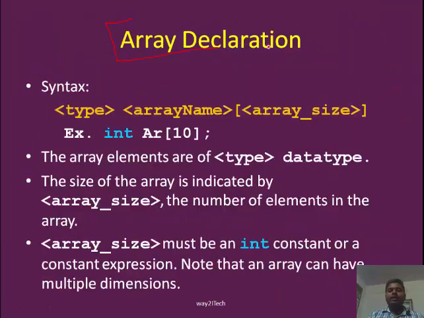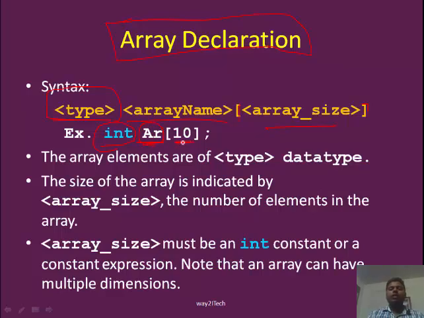So, array declaration. How do we declare an array in a program? First of all, we have to tell the data type of the array, which type of elements we want. Next is the array name. In square brackets will come the array size. Like int is the data type, meaning we want an array of int data type. This is the name of the array. AR is the name of the array, and the number of elements we want is 10.